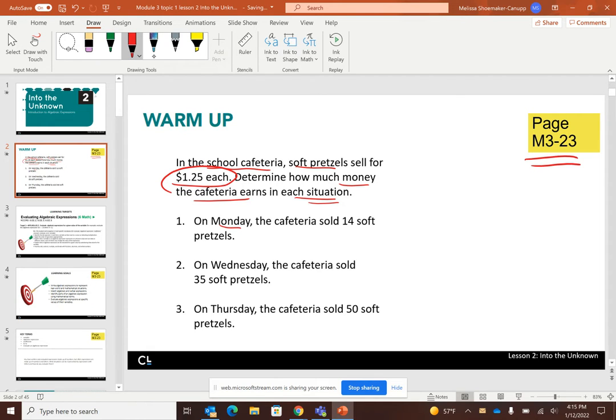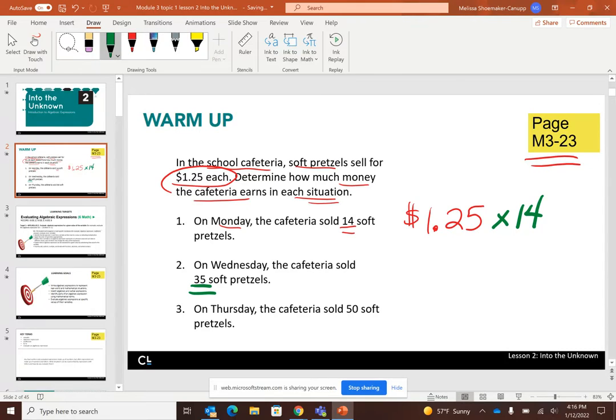Well, on Monday, they sold 14 pretzels. So let's think about it. What kind of math would I have to do? I know that each pretzel costs $1.25, and every time they sell a pretzel, we get another $1.25 and another $1.25 and another, 14 times. So some of you might be thinking that we could add $1.25 together 14 times. We should also be aware that when we learned how to multiply, we learned that as repeated addition. So let's shorten the work and think about it as $1.25 times 14 pretzels sold.